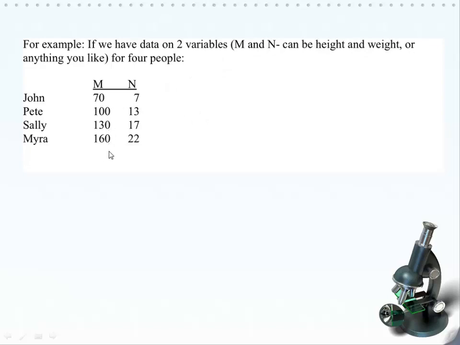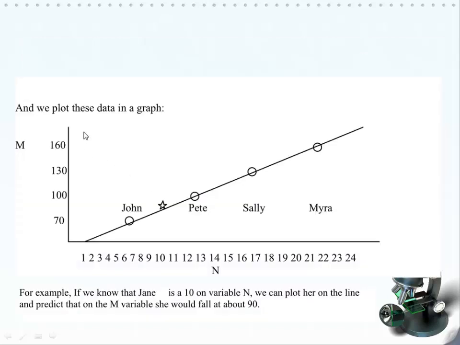Looks like m would be weight, and n is height in some sort of unit, we don't know. But it doesn't matter what they are. These are two variables, and we have data for 4 people, John, Pete, Sally, and Myra. Now if we plot the data for John with the 70 on the m and 7 on the n scale, whatever that is, and for John, Pete, Sally, and Myra, if we plot that in a graph, then it would look something like this.